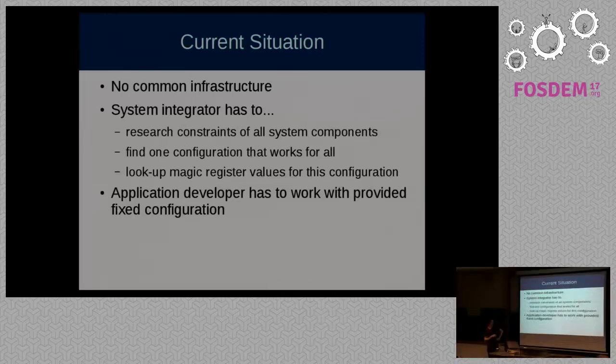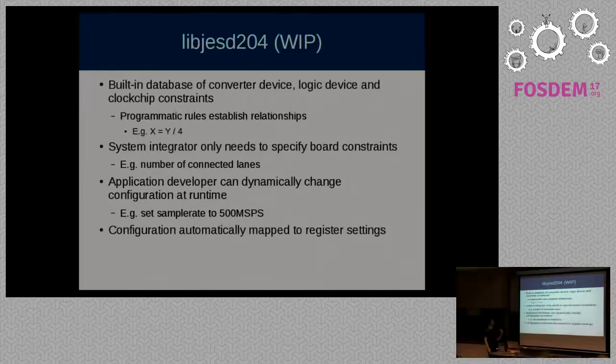And we're trying to change this with the development of the libJESD204. The way it works, it has a built-in database of all the converter devices, logic devices, and so on, and all the constraints that are imposed by those devices. And this database is not like a table saying this supports 1 lane, 2 lanes, and so on, but rather a database of programmatic rules where you specify relationships.